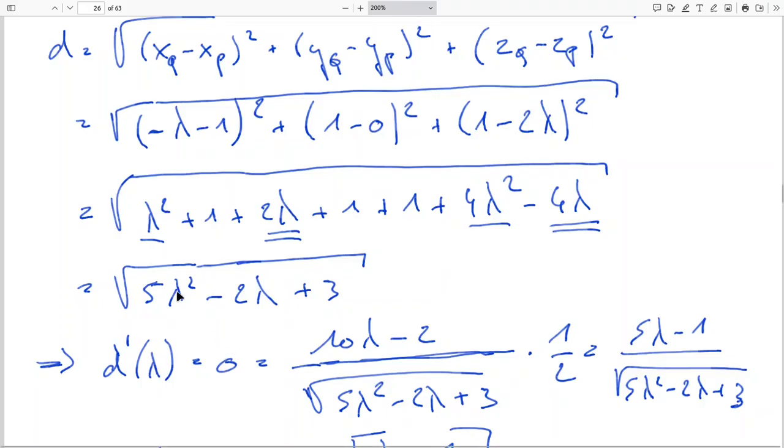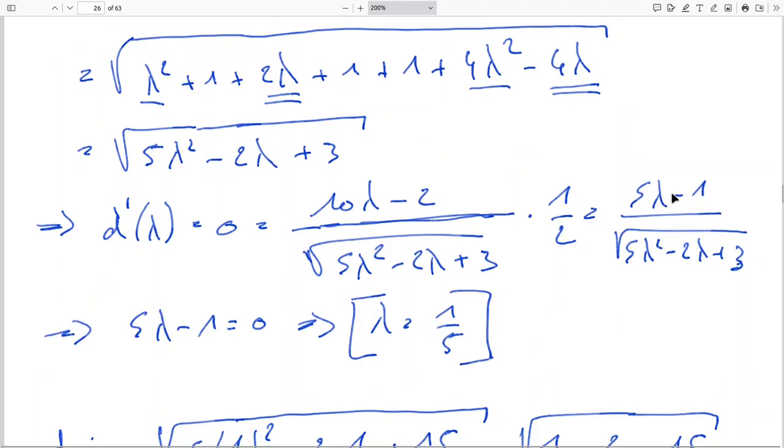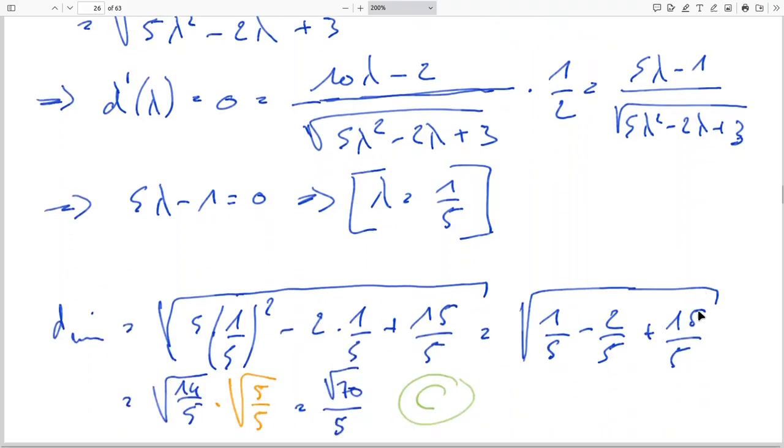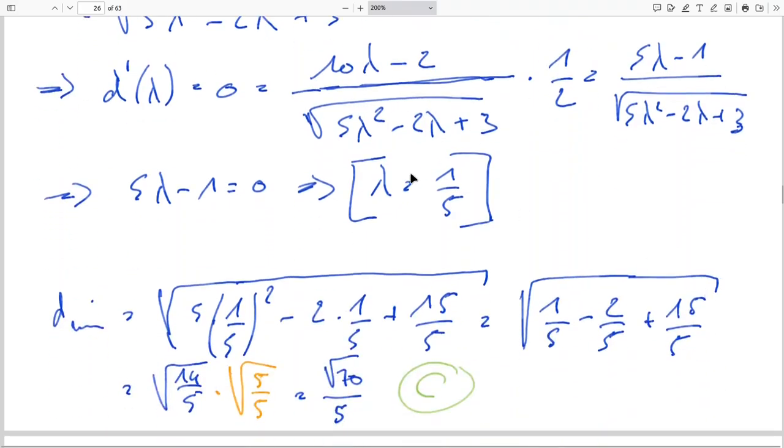So the derivative will be 10 lambda minus 2, all over the square root of 5 lambda squared minus 2 lambda plus 3, times 1/2. So in the numerator you get 5 lambda minus 1 all over the root. But if this has to be 0, then it's sufficient that 5 lambda minus 1 is 0, or lambda is 1/5. So with lambda 1/5 we can then calculate this minimal distance.